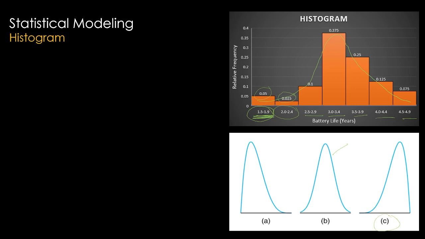This one right here, letter C, this histogram is skewed to the left if the left hand tail is greater than the right hand tail. Conversely, it is skewed to the right if your right hand tail is greater than your left hand tail. Okay, for our histogram, is it skewed to the left or is it skewed to the right?